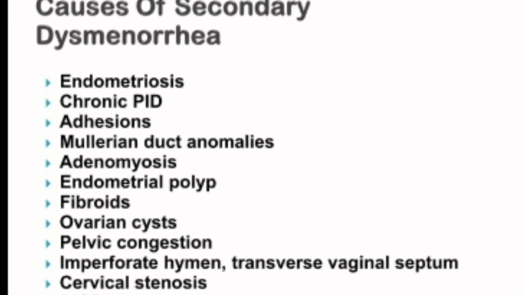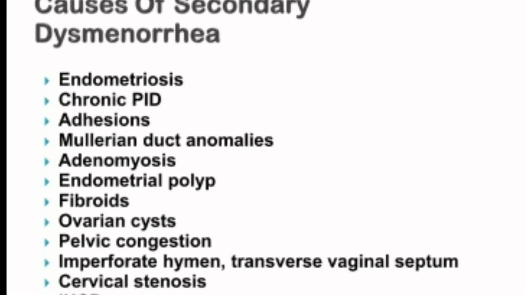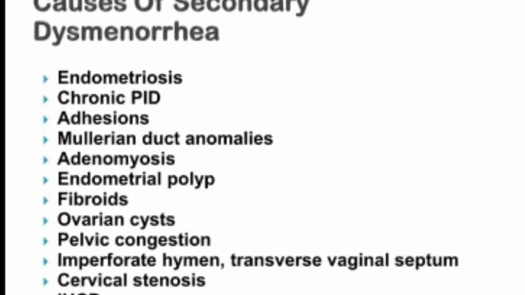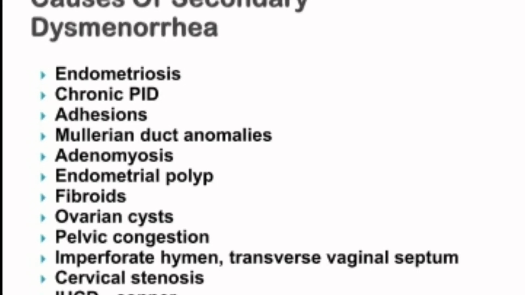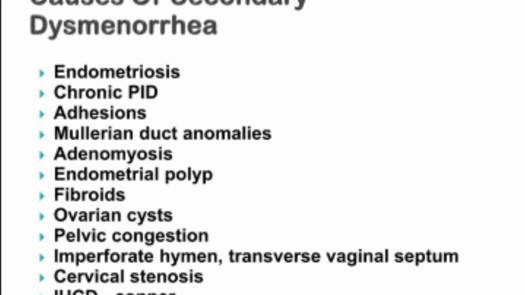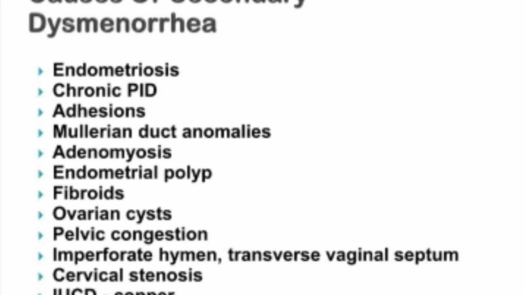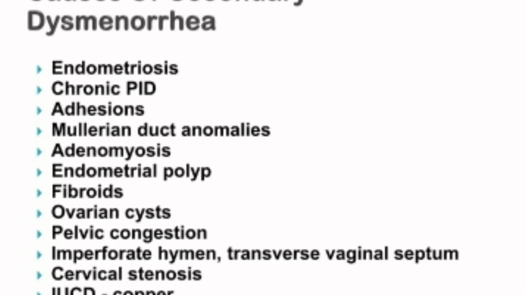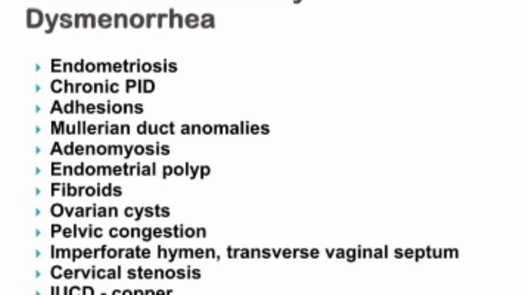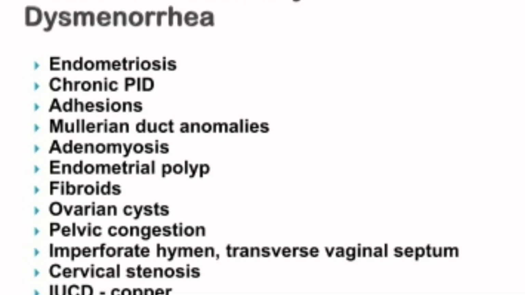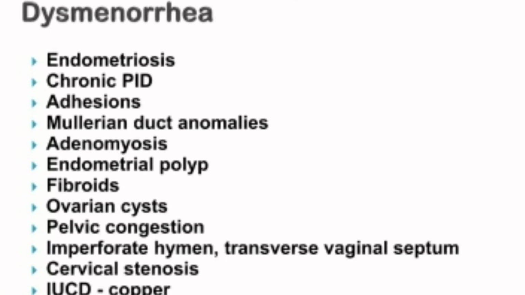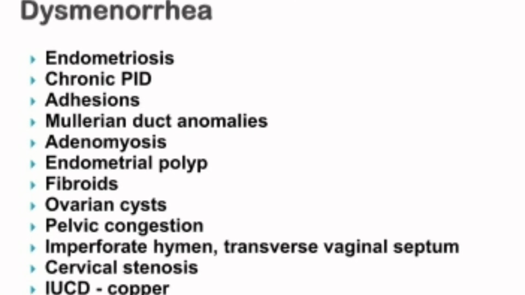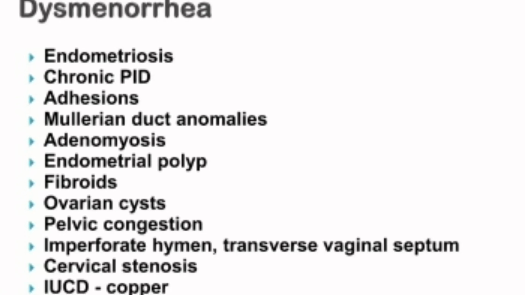Causes of secondary dysmenorrhea: endometriosis, chronic pelvic inflammatory diseases, adhesions, and Mullerian duct anomalies, adenomyosis, endometrial polyp, fibroids, ovarian cyst, pelvic congestion, imperforate hymen, transverse vaginal septum, cervical stenosis, IUCDs, copper.